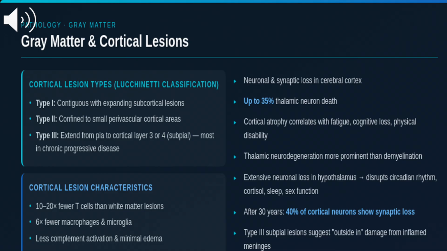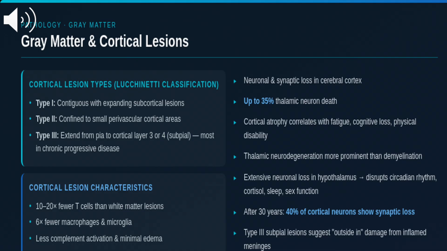Type 3 lesions, the most distinctive and the most associated with progressive disease, extend from the pial surface down through cortical layers 3 or 4, creating subpial bands of demyelination along deep sulci. The pathological features of cortical lesions are strikingly different from white matter lesions. There are 10 to 20 times fewer T cells and 6 times fewer macrophages and microglia in cortical lesions compared to white matter plaques. There is less complement activation, less blood-brain barrier breakdown, and minimal edema. This is why cortical lesions don't enhance on MRI.